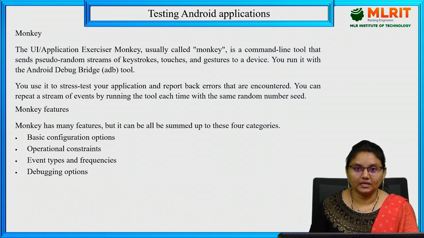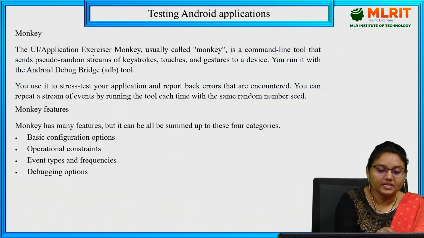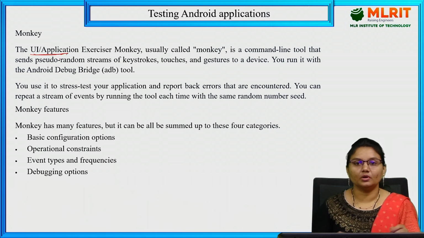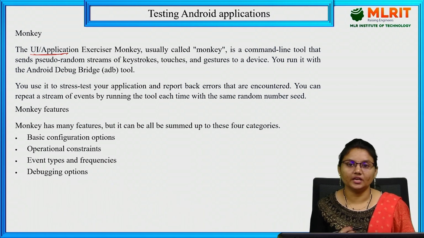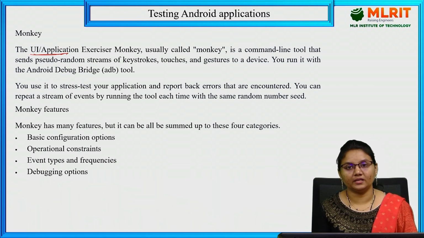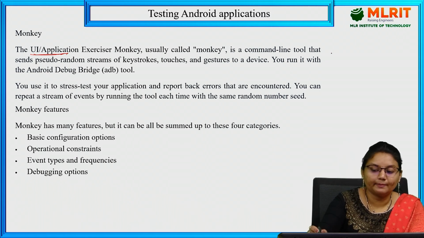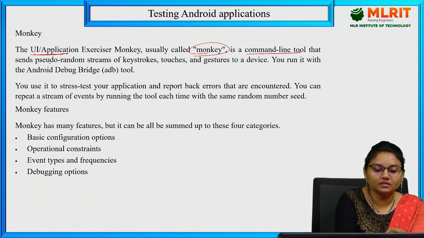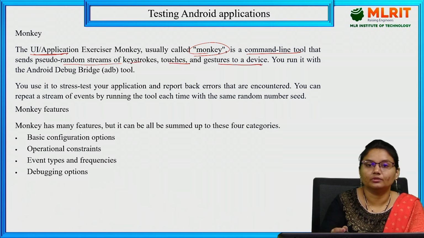Similarly, we will see monkey. Monkey for what? Packages, as we know. Now, UI or application exerciser. UI or application exerciser means what? It is just checking every package and every class related to the package, whether it is running smoothly or not. Usually called monkey, it is a command line tool. What is this? This is a command line tool that sends streams of keystrokes, touches, gestures to the devices.